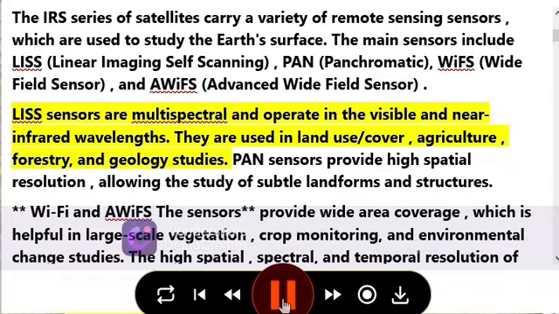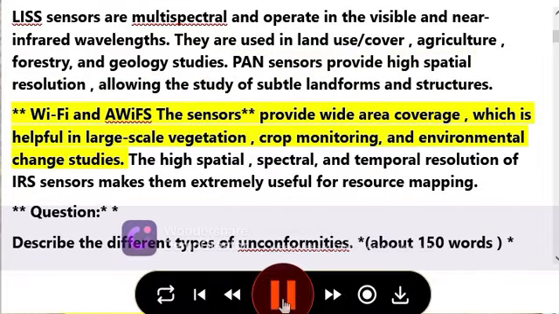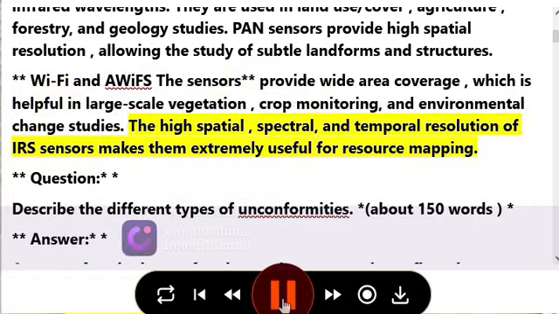LISS sensors are multispectral and operate in the visible and near-infrared wavelengths. They are used in land use cover, agriculture, forestry, and geology studies. PAN sensors provide high spatial resolution, allowing the study of subtle landforms and structures. WiFS and AWiFS sensors provide wide area coverage, which is helpful in large-scale vegetation, crop monitoring, and environmental change studies. The high spatial, spectral, and temporal resolution of IRS sensors makes them extremely useful for resource mapping.